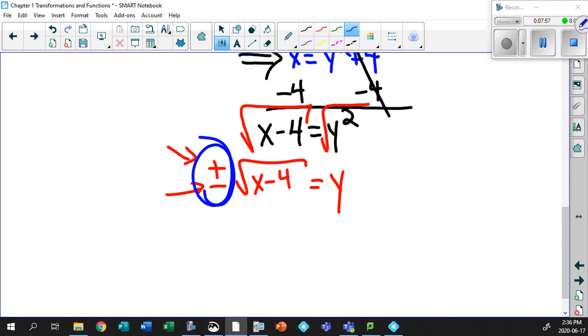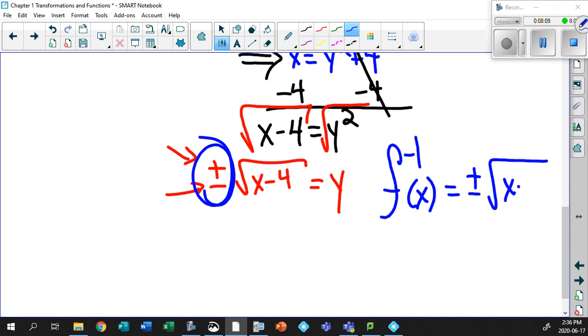So let's finish this question off by actually writing the proper notation for this. It is an inverse function, so make sure you put it like that. And it is f inverse of x equals plus or minus the square root of x minus 4. There you go. Square root principle and everything. What a beautiful question.